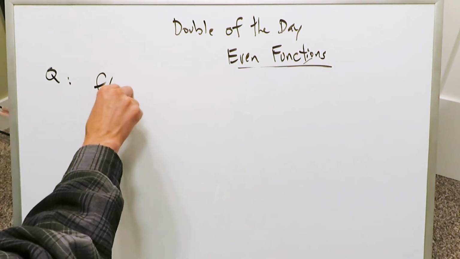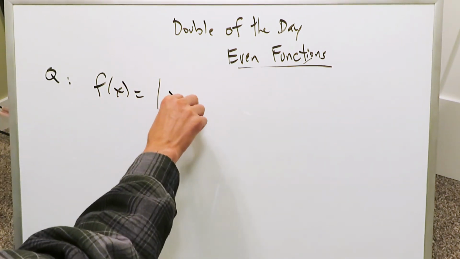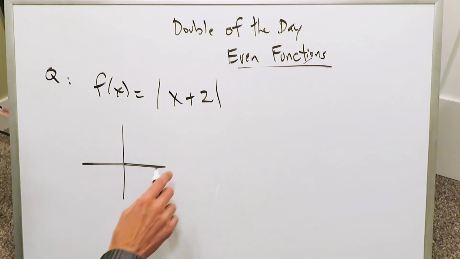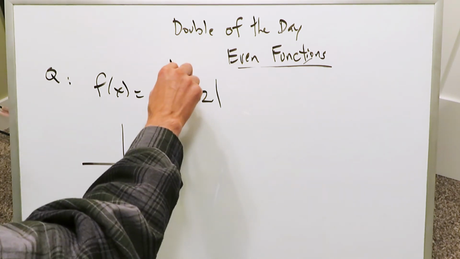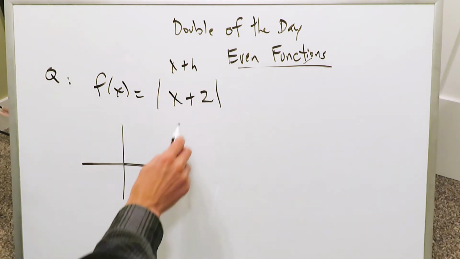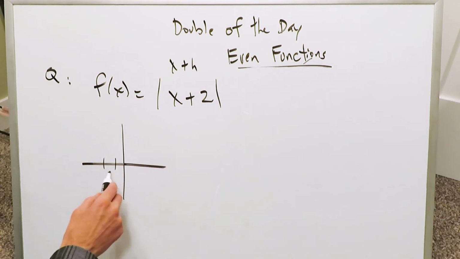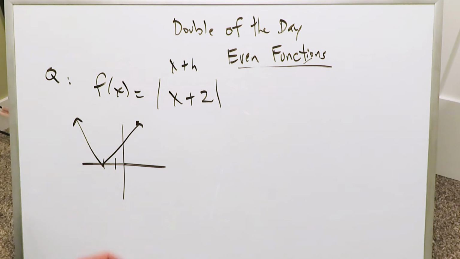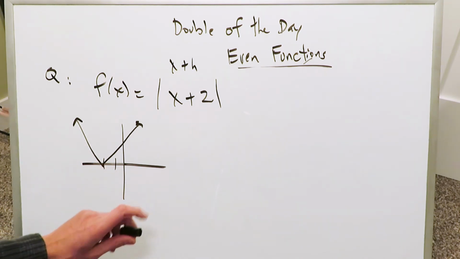Question number 1. Here's your equation right here, and decide if this is an even function or not. Well, if you wanted to graph it, that's perhaps the best way. You're looking at something which looks like x plus h. It is shifted 2 units to the left, and you have something which looks like that in terms of its representation. Vertex at minus 2 comma 0.